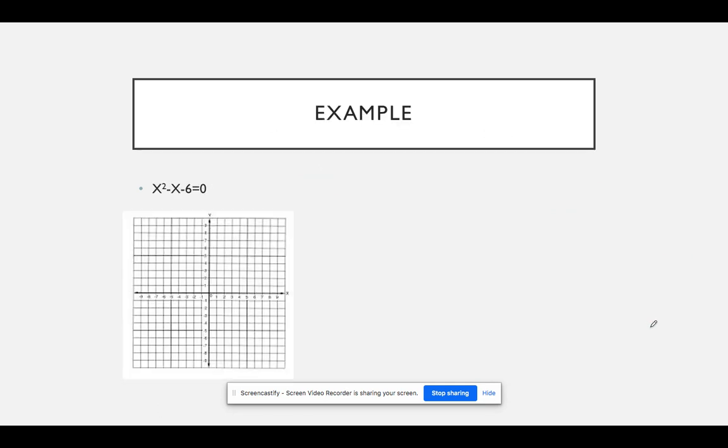Okay, so here is an example. We've got x squared minus x minus 6 equals 0. So this is that standard form. a is equal to 1 because it's a 1x squared. b is equal to negative 1. And then c is equal to negative 6. So the x-coordinate of the vertex is opposite of b over 2a. So that's going to be a positive 1 over 2 times a, which is 1. So the x-coordinate of the vertex is 1/2.